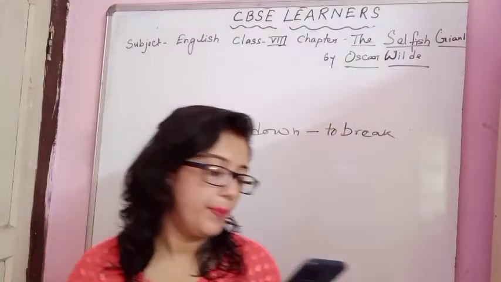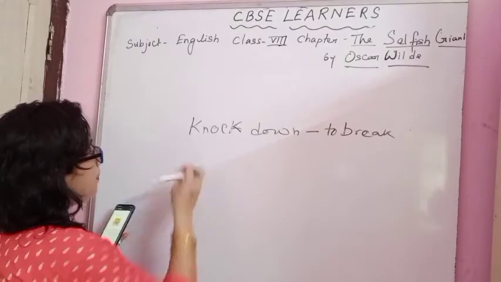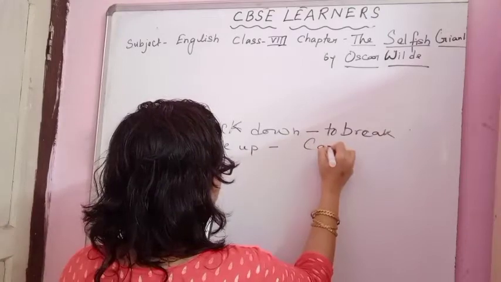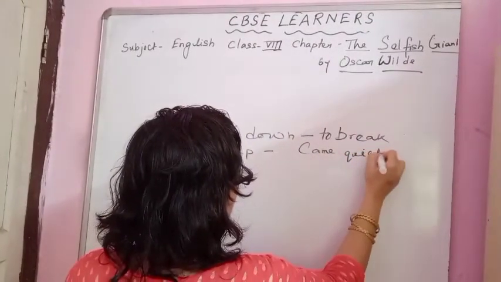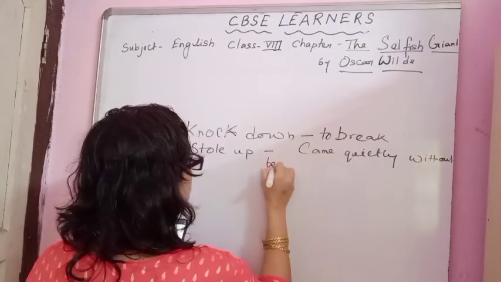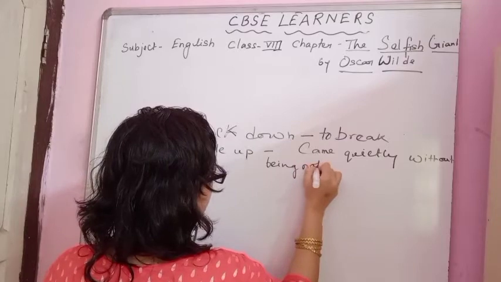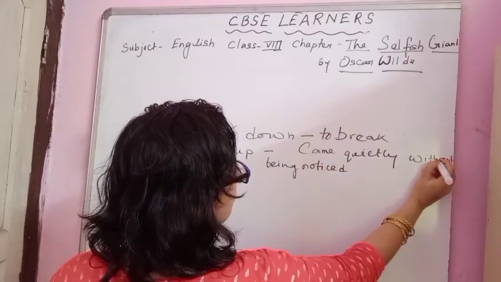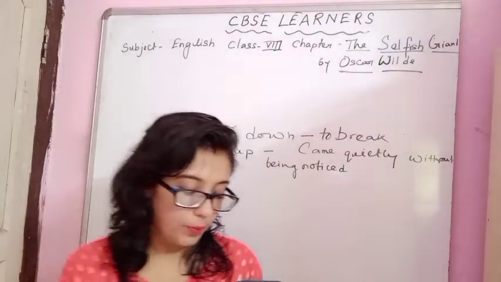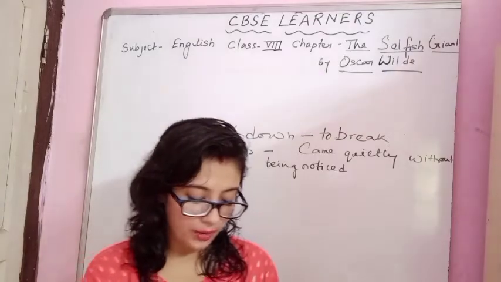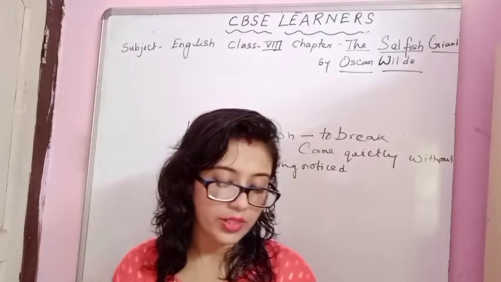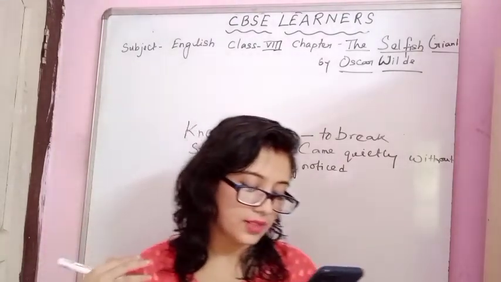The giant stole up behind him. Then what does the word stole up mean? It's also a phrasal verb. Okay, stole up. It means came quietly, came quietly without being noticed. Okay, so the giant stole up behind him and took him gently in his hand and put him up into the tree. And the tree broke at once into blossoms, and the birds came and sang on it. And the little boy stretched out his two arms and flung them round the giant's neck and kissed him.